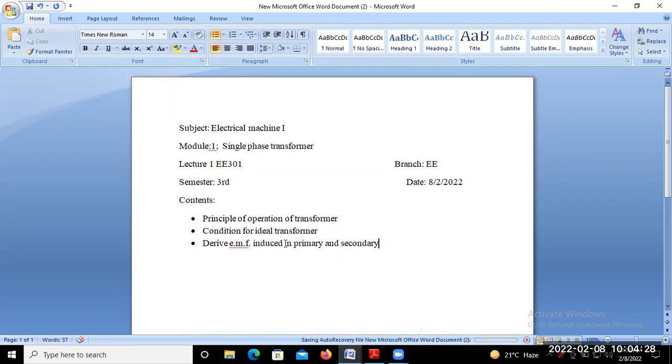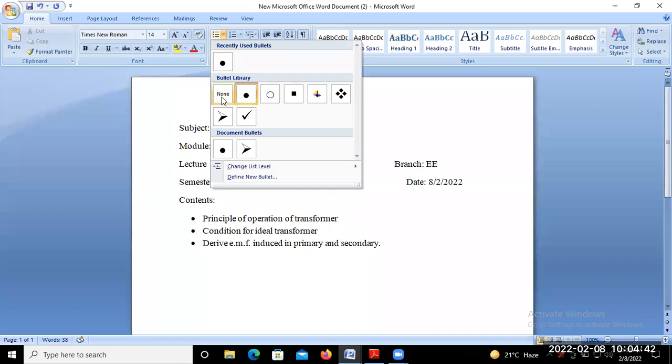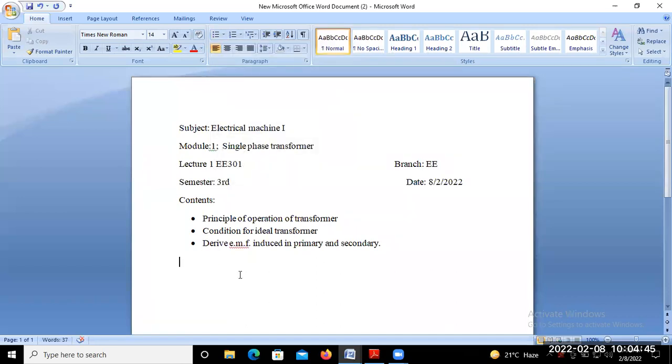So all these points today we will try to discuss one by one. Okay. So let's first discuss the principle of operation of transformer. What happens due to mutual induction in the transformer? Due to linkage of flux, an EMF is induced across the conductor or coil, according to Faraday's law.